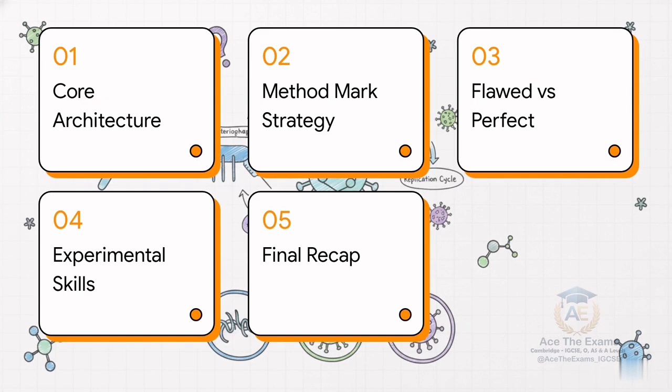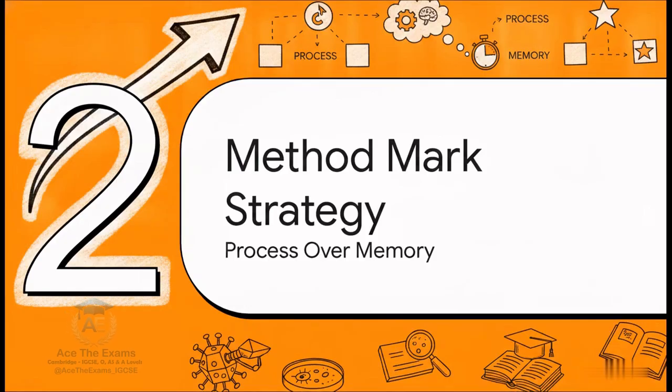To conquer those domains, here is our mastery framework for today's explainer. First, core architecture. Second, the method mark strategy. Third, flawed versus perfect application. Fourth, experimental skills. And finally, a final recap. Let's get to it. Okay, section 2, the method mark strategy, process over memory.